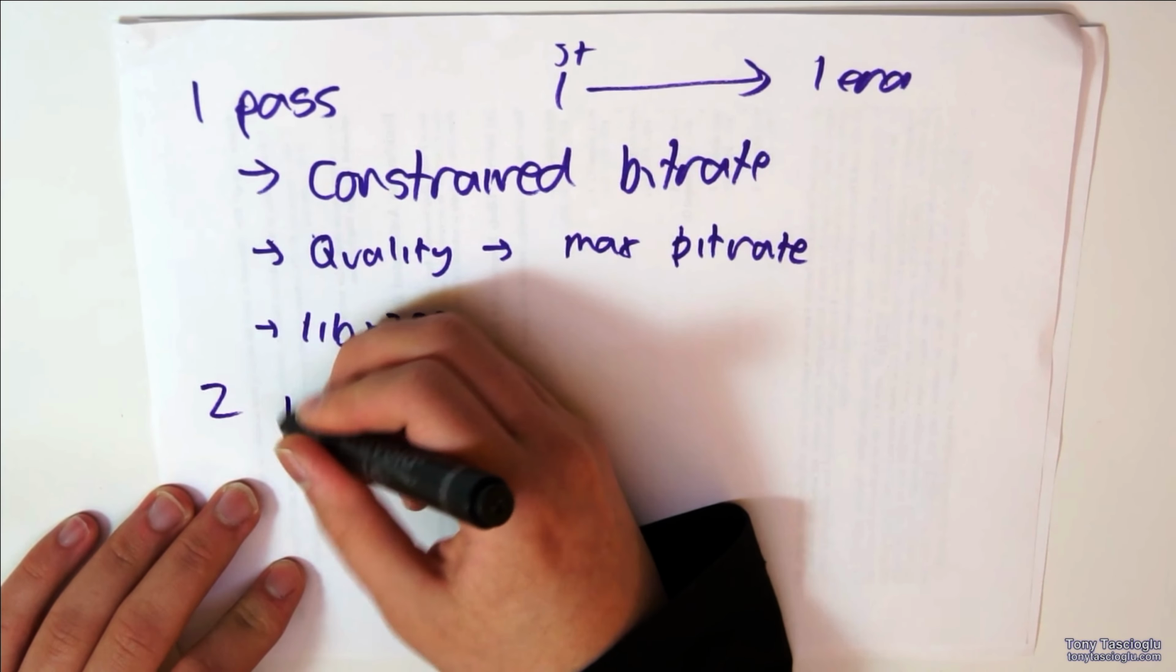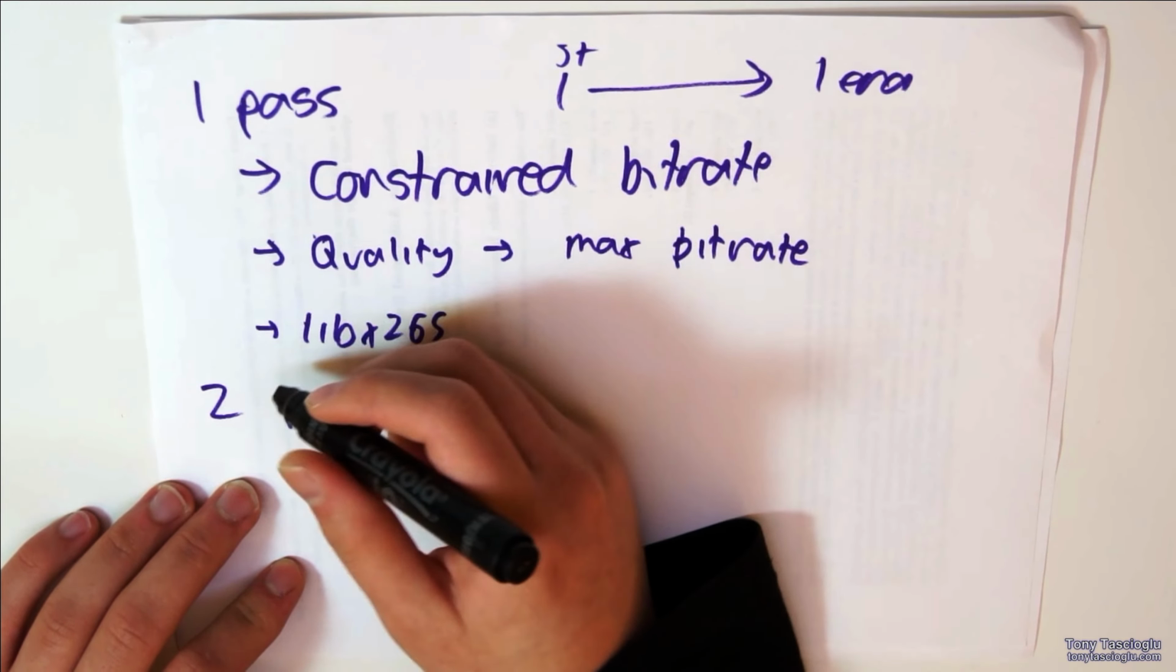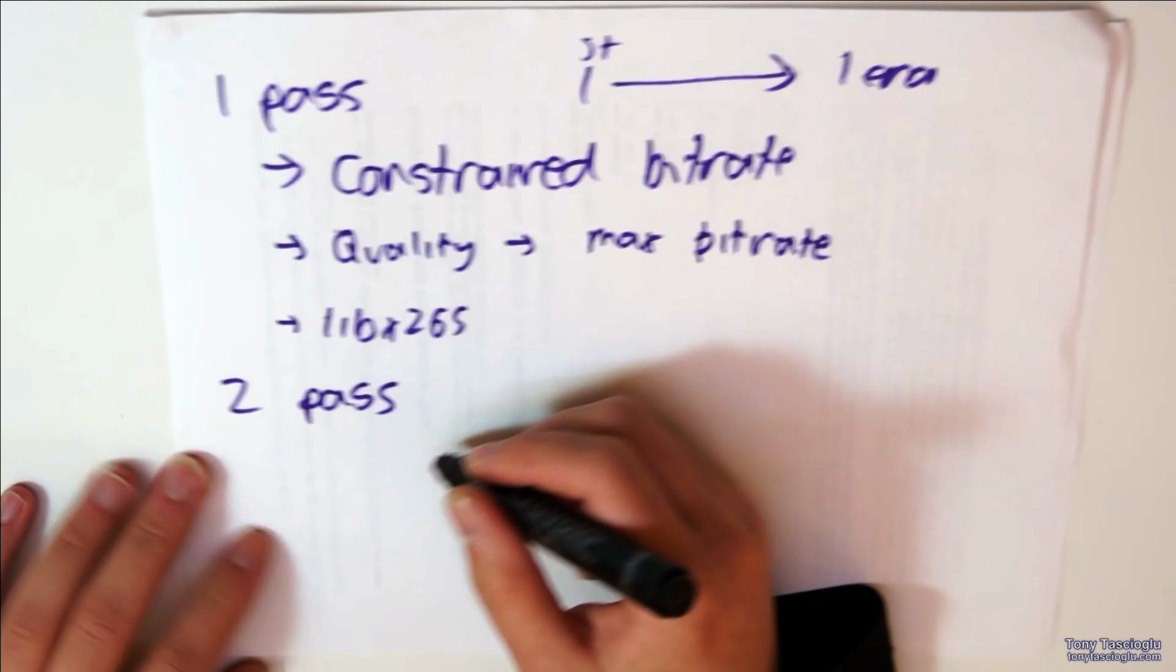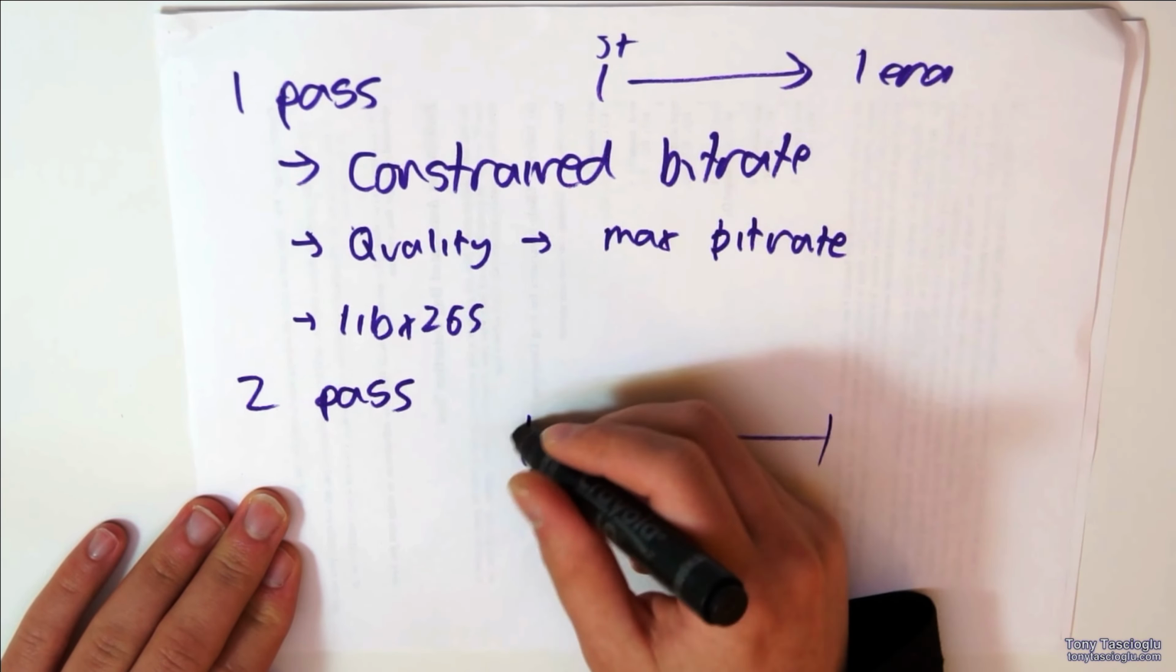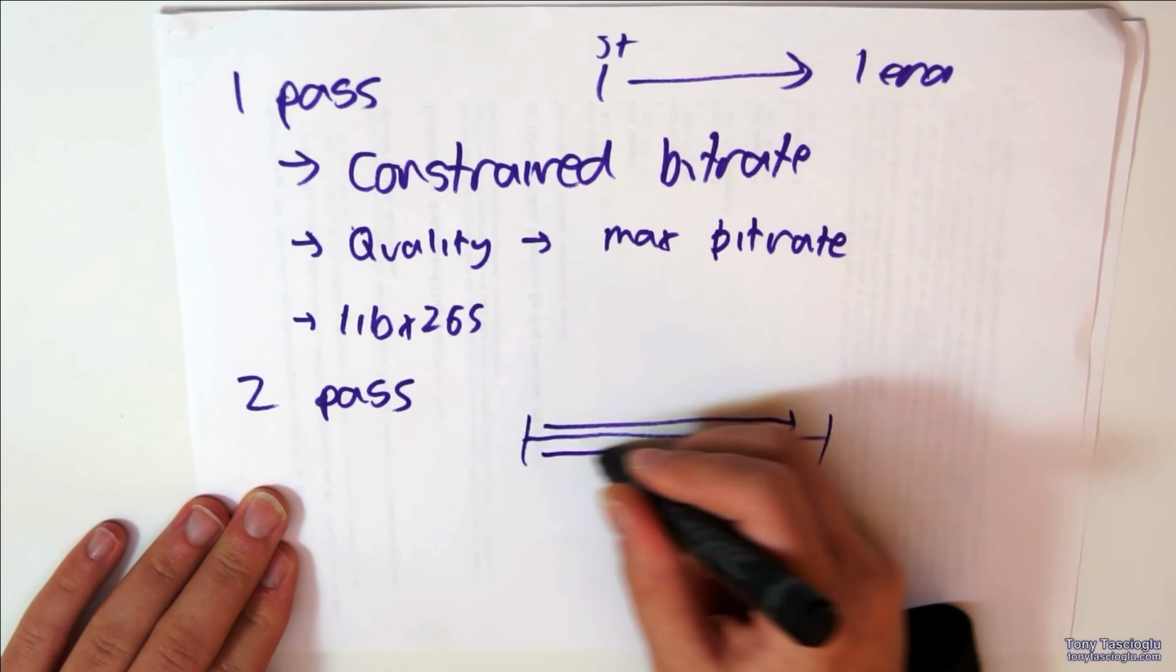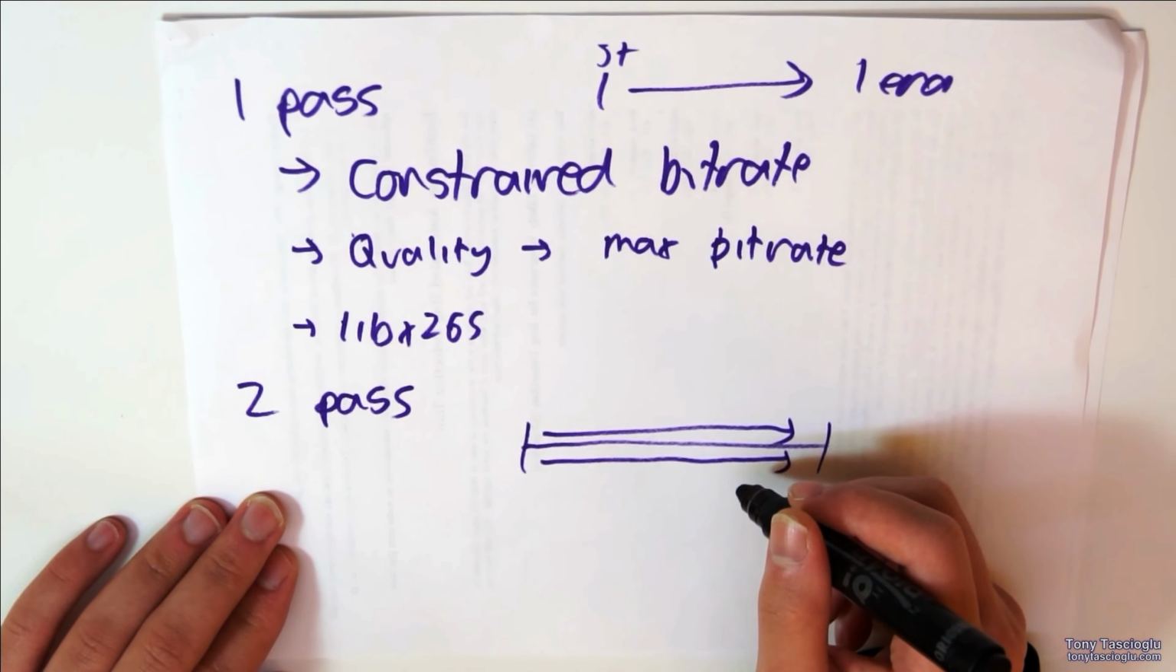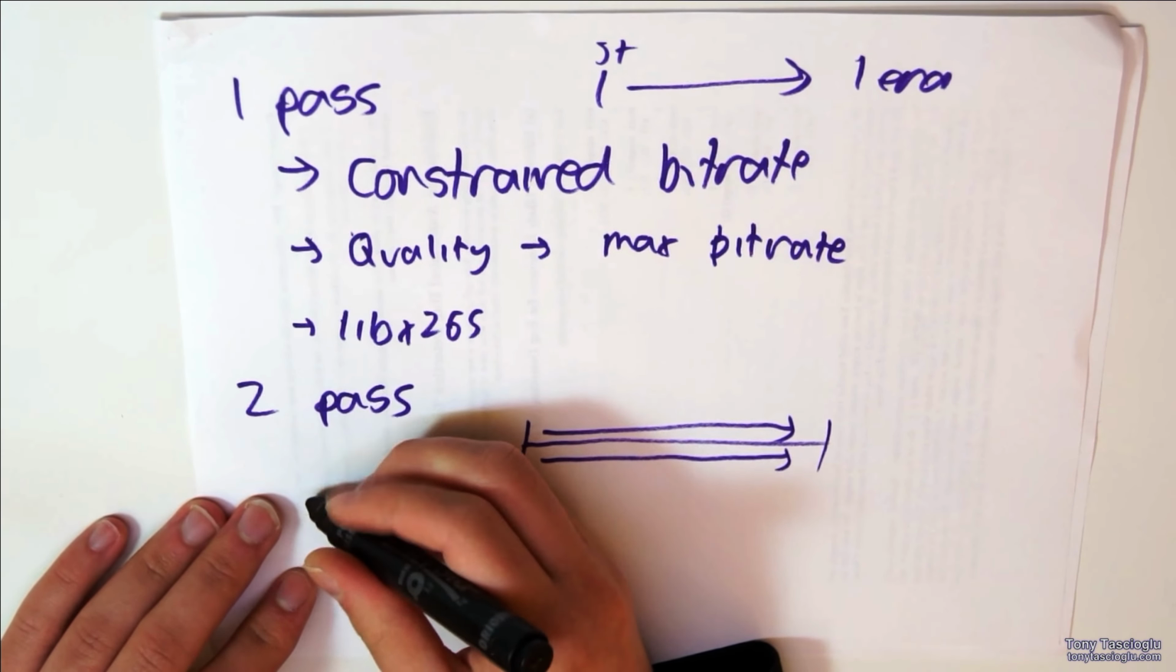Now there's an alternative to this, and that's two pass. And two pass is very similar to CRF in that the difference is it's going to do two separate runs through the video. So it's going to be a lot slower to do. But what it will do is in the first pass, so let's describe this.